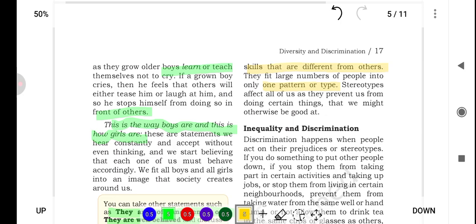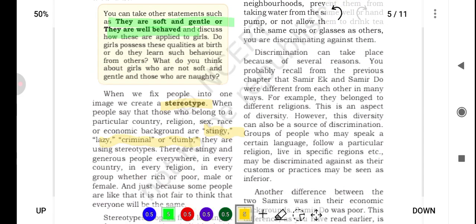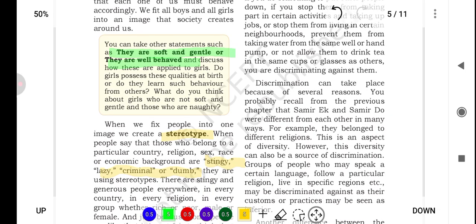I will discuss inequality and discrimination. Discrimination happens when people act on their prejudices or stereotypes. If you do something to put other people down, if you stop them from taking part in certain activities and taking up jobs, or stop them from living in a certain neighborhood, prevent them from taking water from the same well or hand pump, or not allow them to drink tea in the same cups or glasses as others, you're discriminating against them, right? Discrimination can take place because of several reasons.